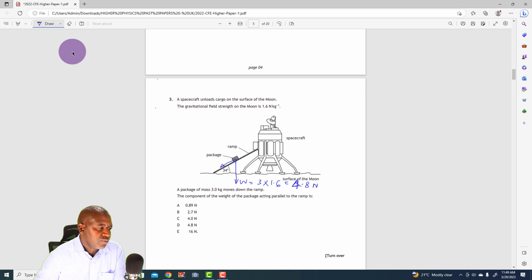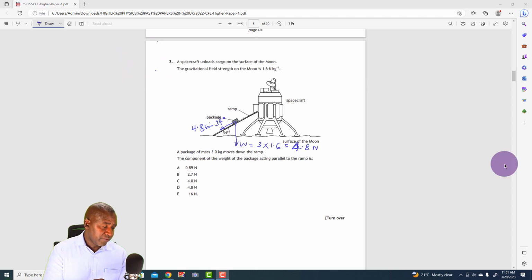Then the component of this weight down the incline, which is given by this arrow here, will be equal to mg sine 34. So we are going to have 4.8 sine 34 degrees. I think we can work out that one and compare it with the values that we have here. Let's do exactly that.